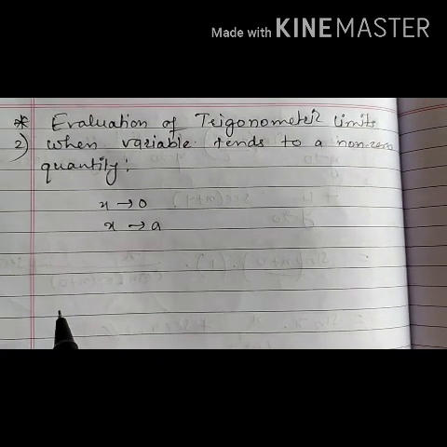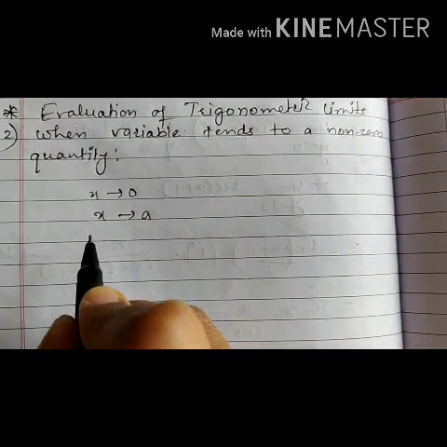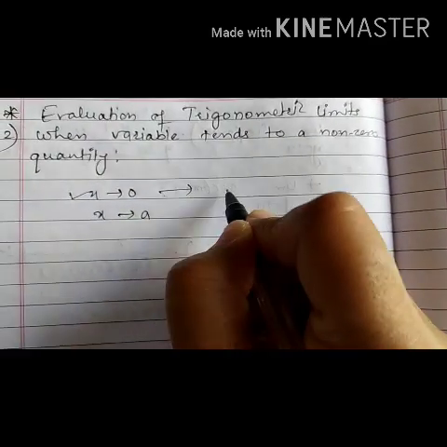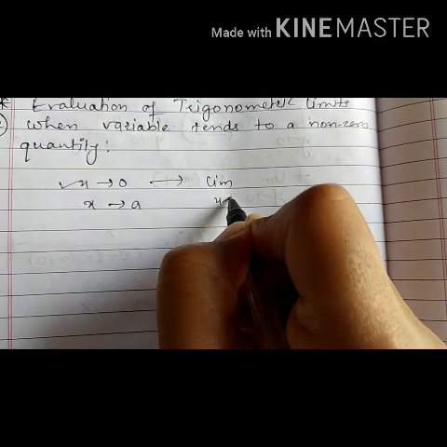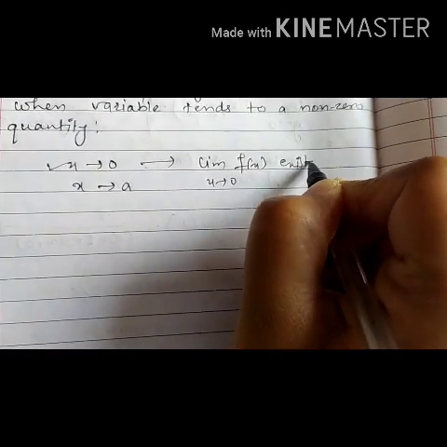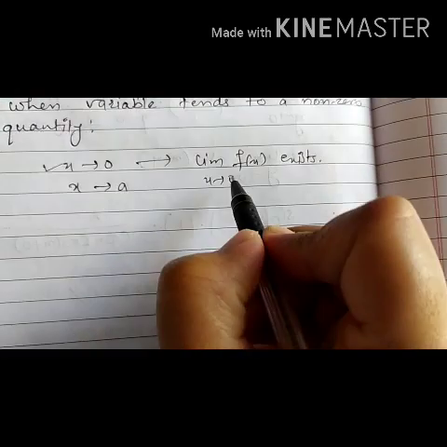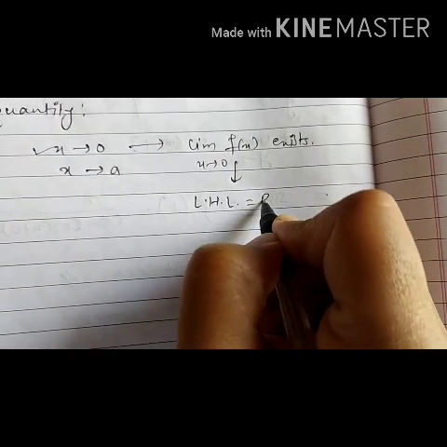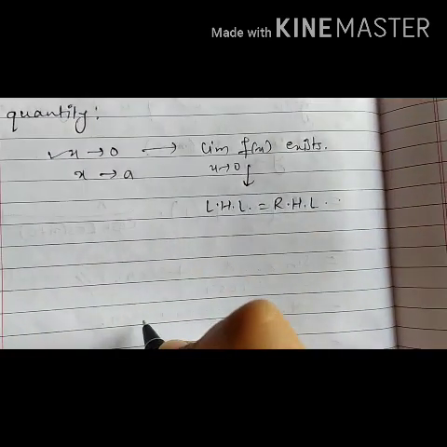Now we know that when we were solving the problems related to x tending to 0, we were assuming that limit as x tends to 0 of f of x exists. Now, limit exists means what? Its left hand limit is equal to right hand limit. What is left hand limit?